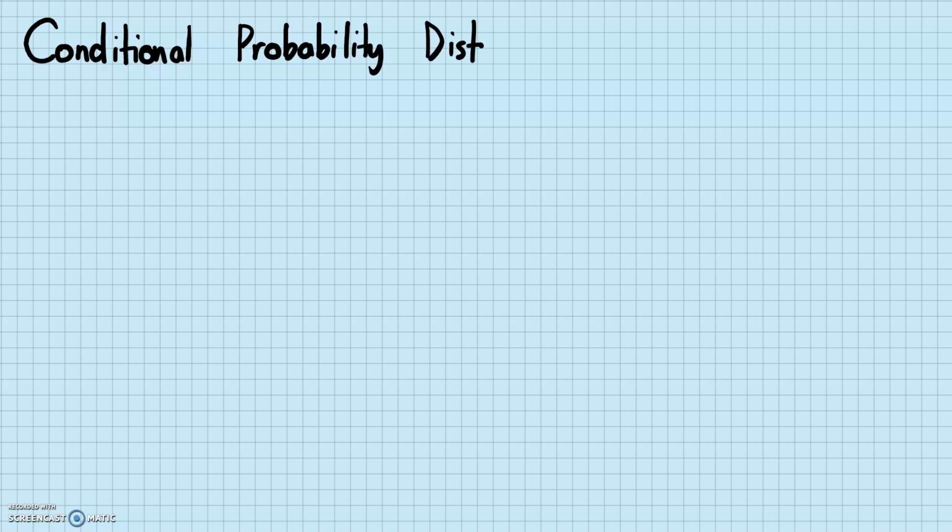Last time you looked at probability distribution tables, and today we're going to be looking at conditional probability distribution tables. To get the probability distribution tables, you basically divide each of the frequencies by the grand total to get the probability.